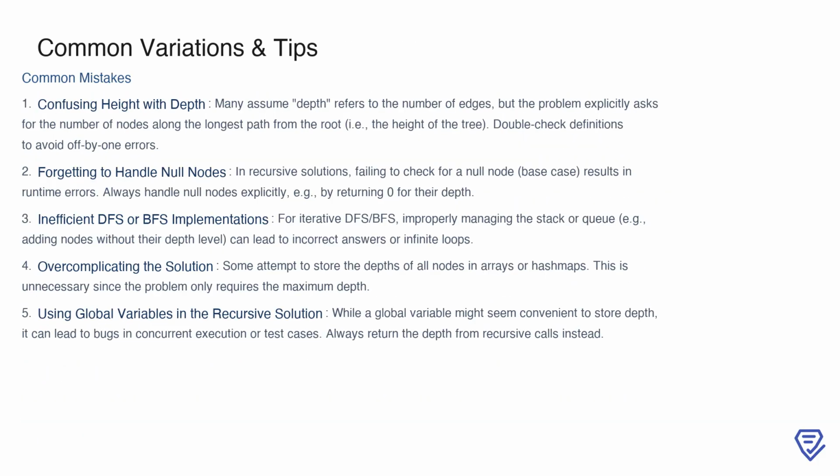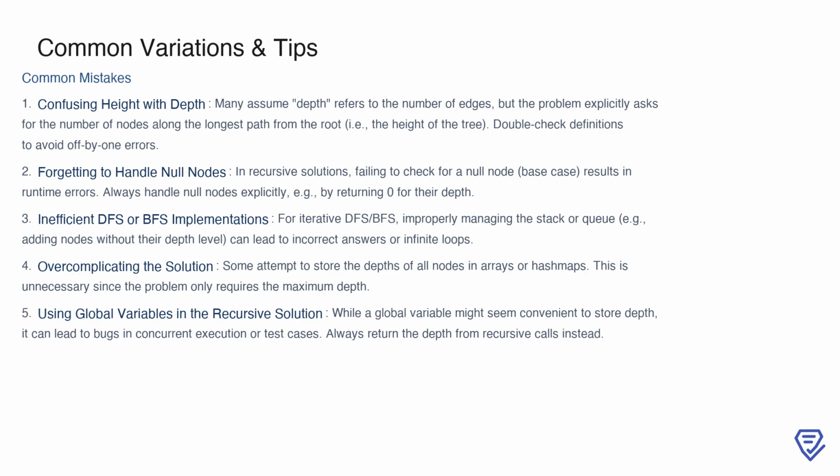When solving this problem, it's important to avoid some common mistakes. First, there's often confusion between height and depth. Remember, this problem explicitly asks for the number of nodes along the longest path from the root to a leaf, which is essentially the height of the tree. Misinterpreting this can lead to off-by-one errors.